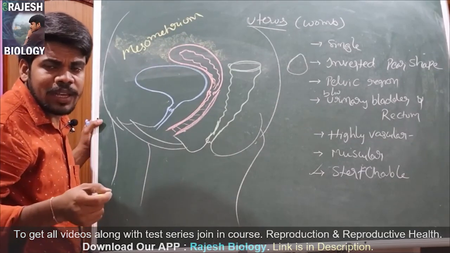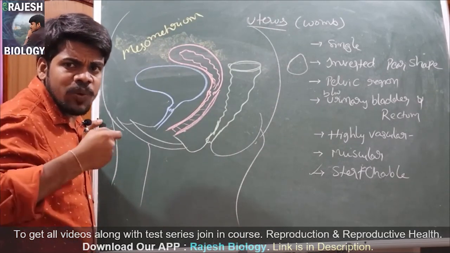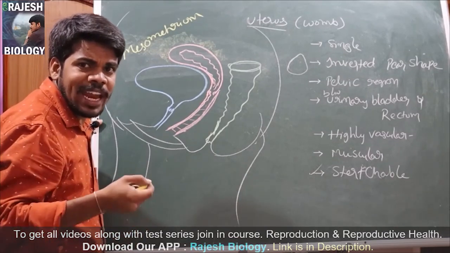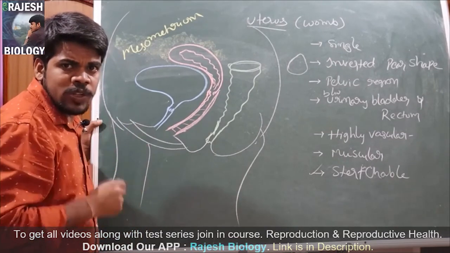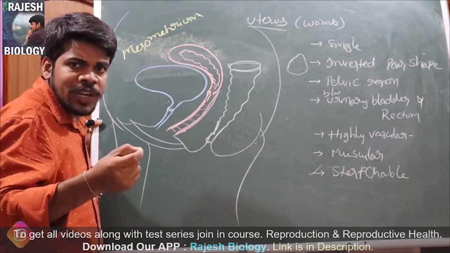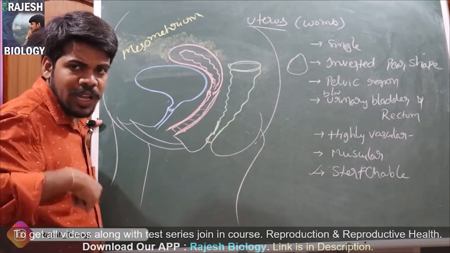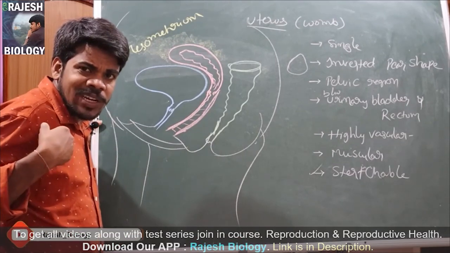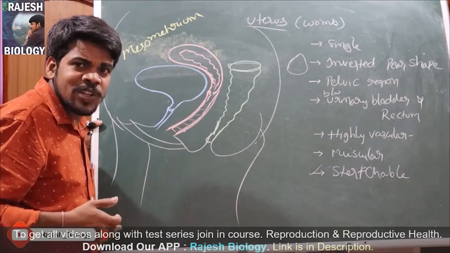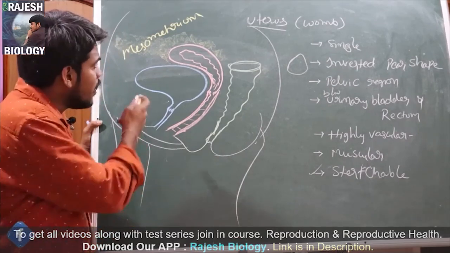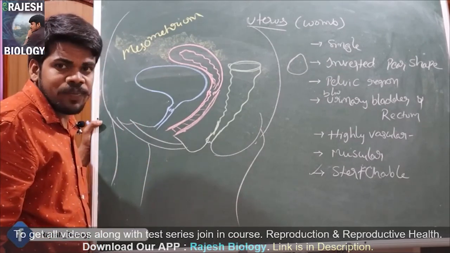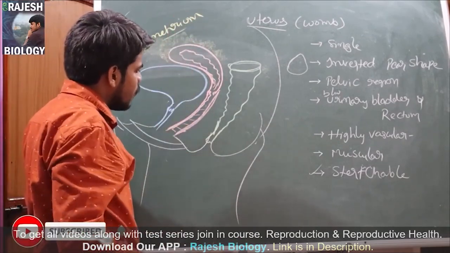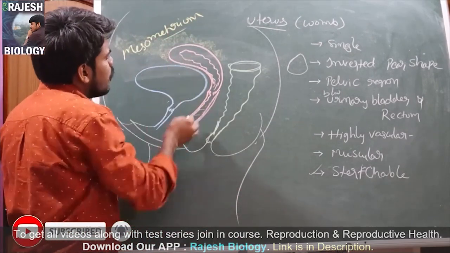Mesometrium. As you already know, every organ is covered by a double fold peritoneal layer in coelomate animals, and it is also eucoelomate. This type of layer you can observe in ovaries also, out of the ovary, mesovarium. Fallopian tubes also attached with the abdominal wall, mesosalpinx. And here it is mesometrium. Now, the length of the uterus.